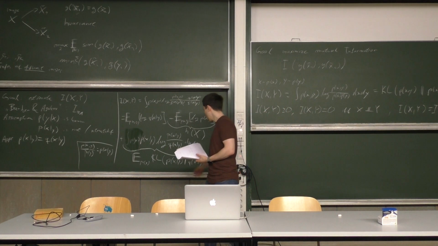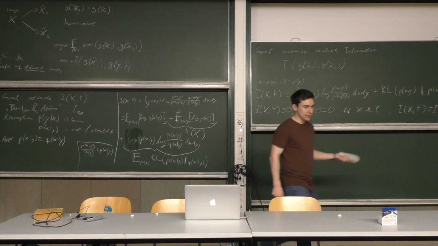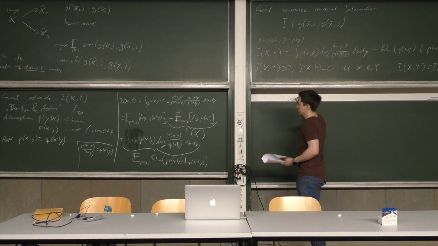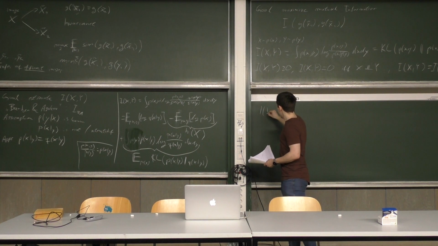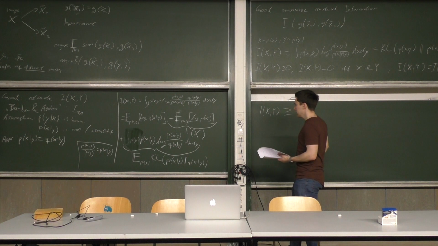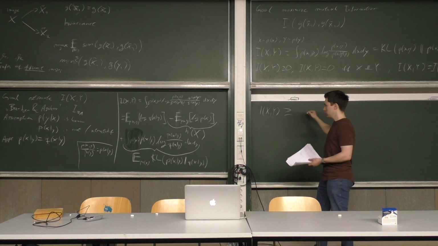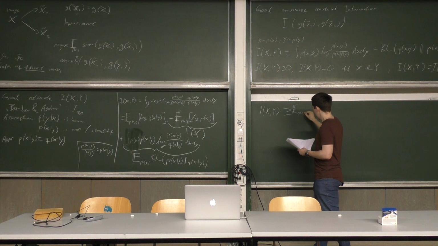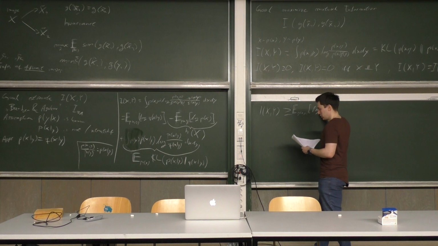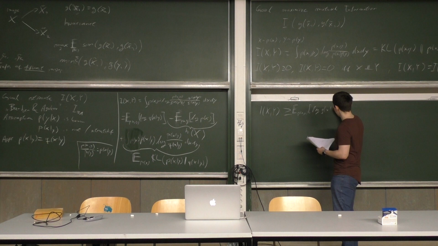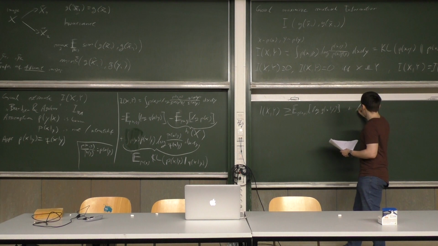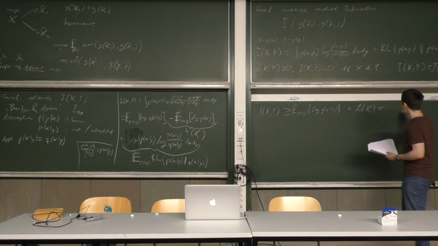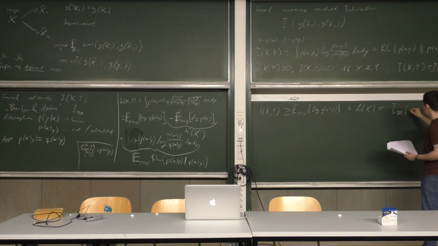Okay, so now the Kullback-Leibler divergence, of course, is always non-negative. So if we just drop it, we get an inequality. Then the mutual information is greater or equal to the expectation of log q of x given y plus the differential entropy of x. And this here is our first estimate, the BA estimate.